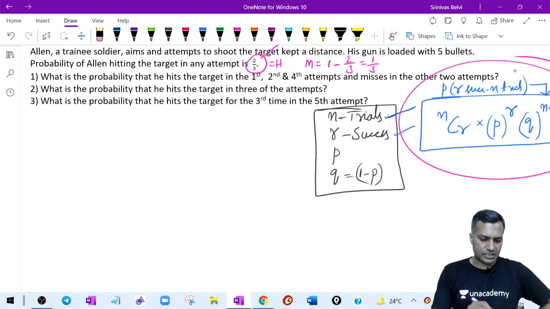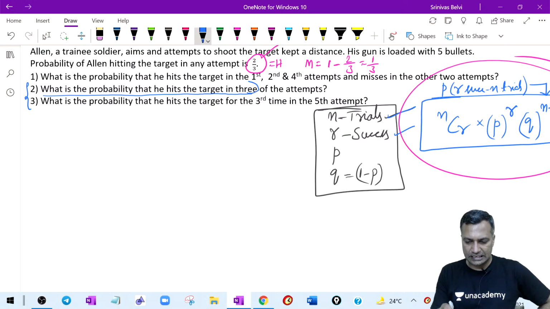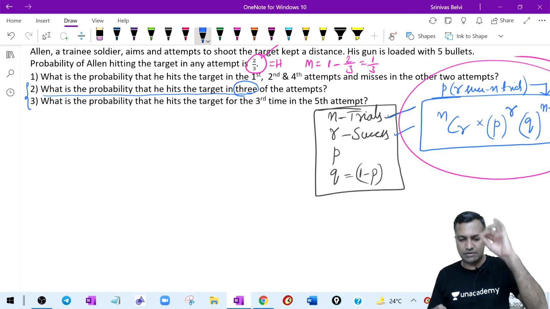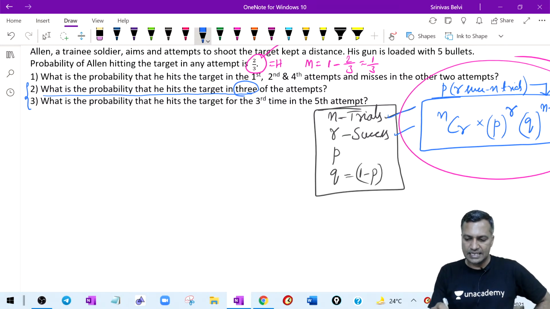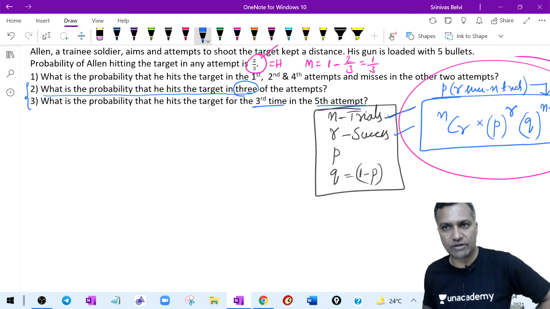Okay, the third question is different from the second question. In what sense? Now look at this. The probability that he hits the target in 3 of the trials is different from the probability that he hits for the third time in the 5th trial. These are two different things, right?